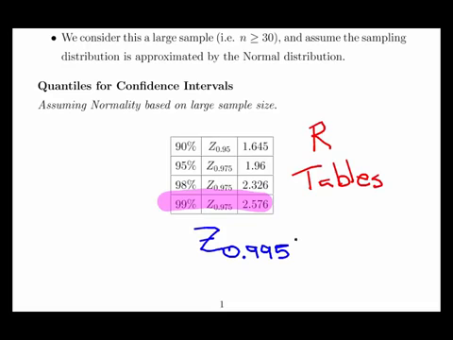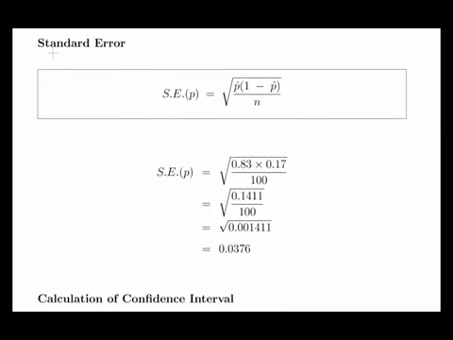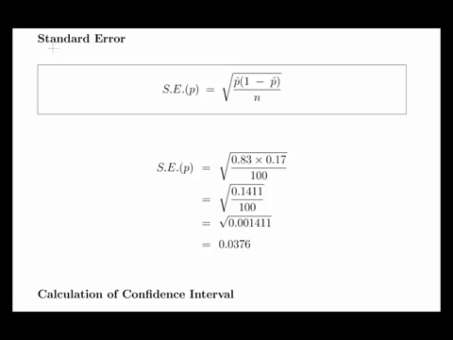If you're not quite sure where that comes from, I won't deal with that in this video, but essentially the 99.5% quantile is the quantile we would use for a 99% confidence interval. So it's 2.576. There's a little typo there as well, but anyway, that's the one we're using, 2.576. The next part is the standard error.